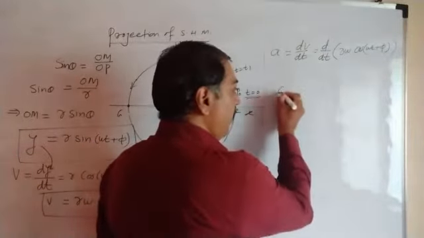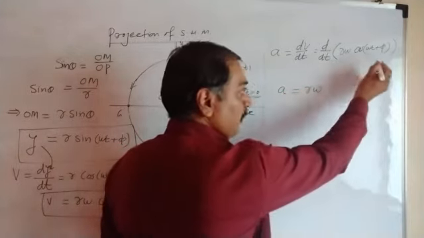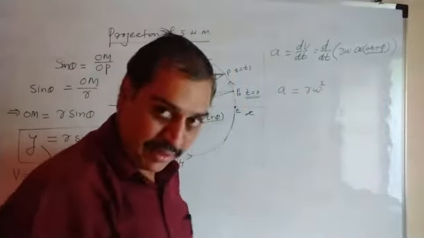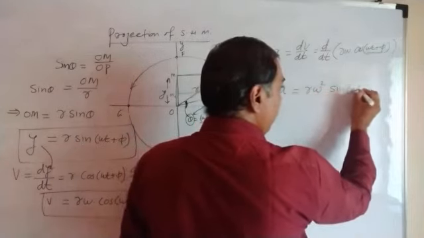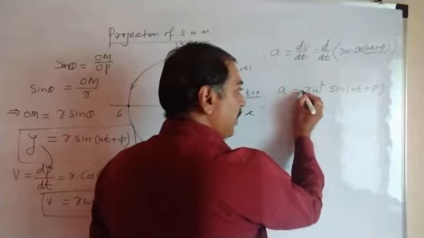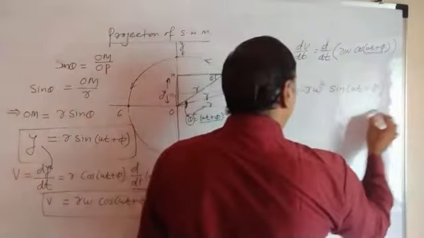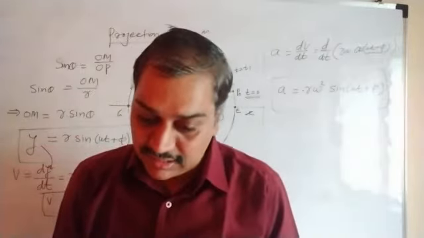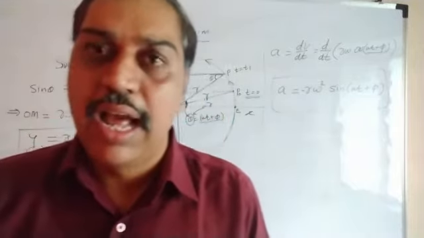So it would be a equal to r omega, omega is constant. And of this composite, it comes again omega. r omega square. Derivative of cos is what? Sine. Sine of omega t plus phi. But derivative of cos is minus sine of omega t plus phi. So a equal to minus r omega square sine of omega t plus phi. So this is the formula for acceleration.